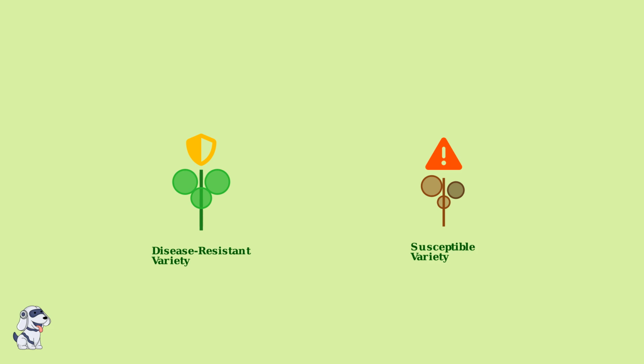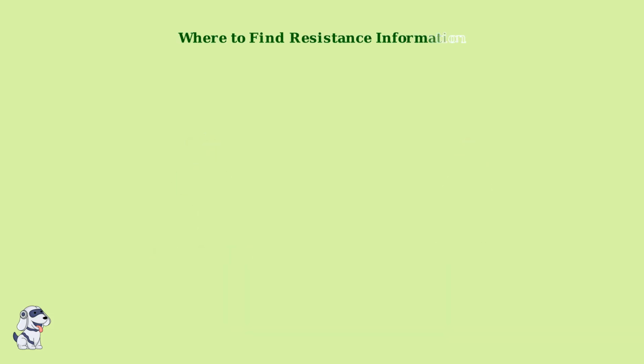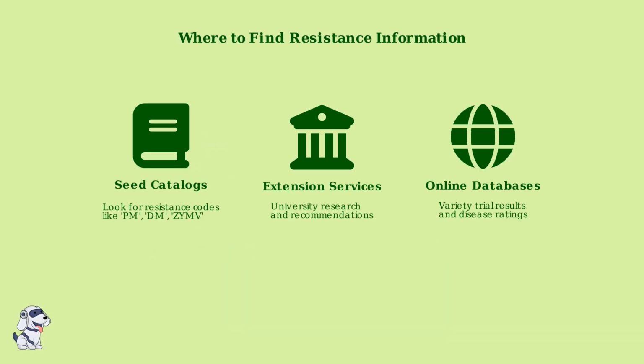Information about disease-resistant varieties comes from several reliable sources. Seed catalogs use standardized codes to indicate resistance to specific diseases. University Extension Services provide research-based recommendations for your local area.